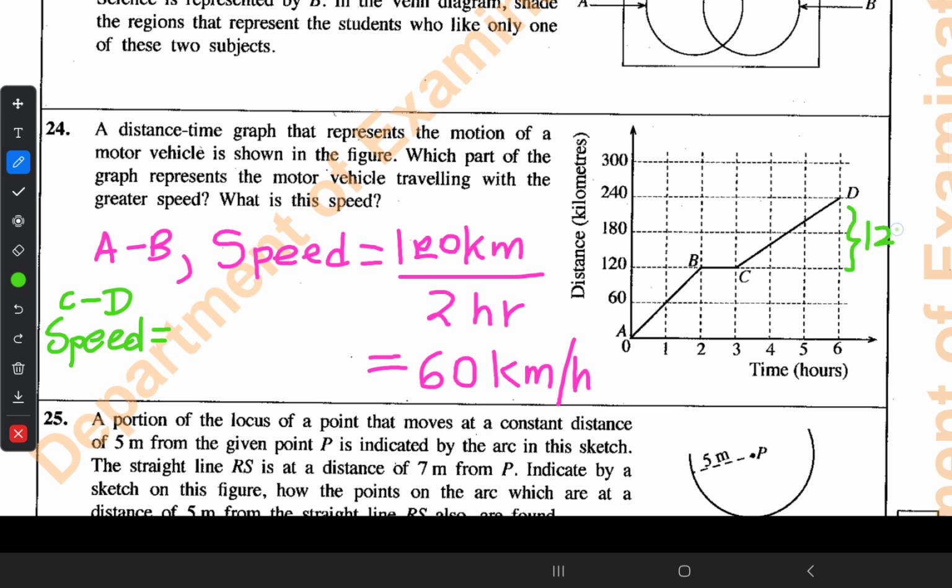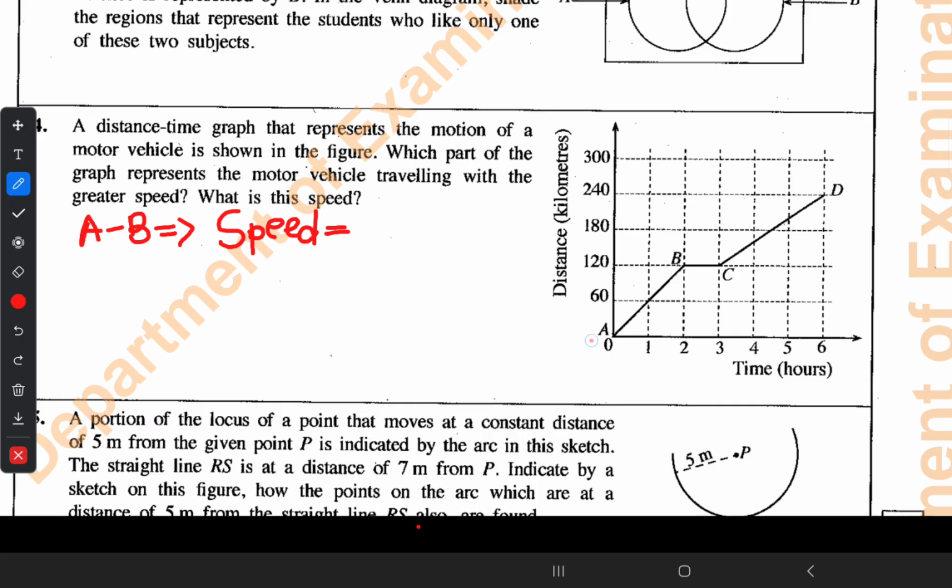So the distance covered in between was 120 kilometers, and within the time, it already traveled 2 hours, 1 hour rest, then there's a travel of 3 more hours: 3 to 4, 4 to 5, 5 to 6. So 3 hours. So we have to divide 120 kilometers by 3. For this AB region, it traveled 120 kilometers within 2 hours, so the speed would be 60 kilometers per hour.